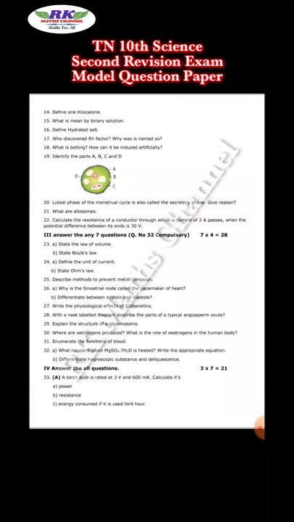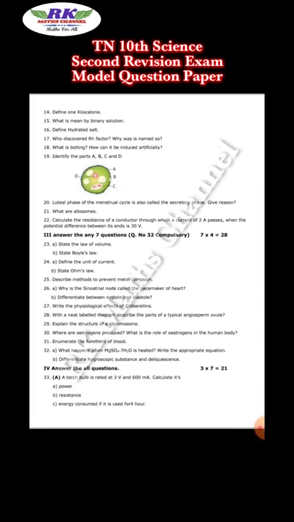Next, answer 7 questions, and question number 32 is compulsory. Each question carries 4 marks. State the law of volume, state Boyle's law, define the unit of current, state Ohm's law. Next, describe methods to prevent metal corrosion. Questions like this are given from the syllabus and the units, so you need to prepare them. In total you write 7 questions, and question number 32 is compulsory.